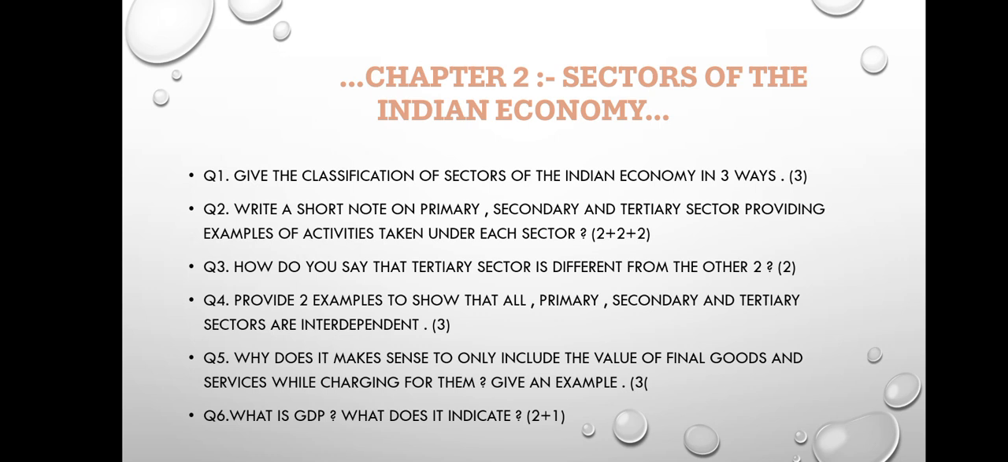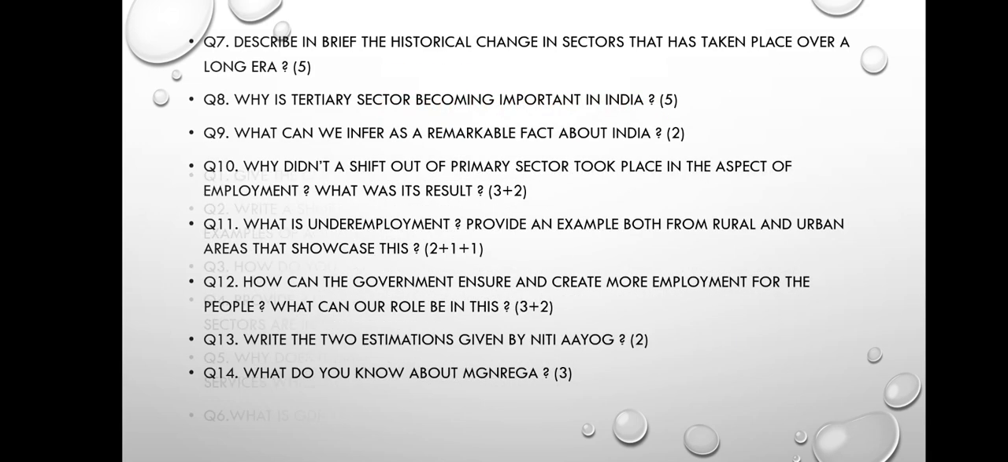2 marks each. How do you say that tertiary sector is different from the other two? 2 marks. Provide 2 examples to show that all primary, secondary, and tertiary sectors are interdependent. 3 marks. Why does it make sense to only include the value of final goods and services while counting them? Give an example. 3 marks. What is GDP? What does it indicate? 2 plus 1, that is 3 marks.